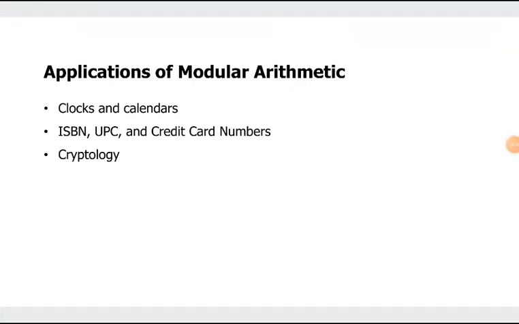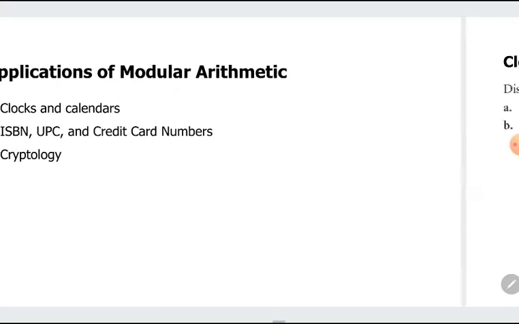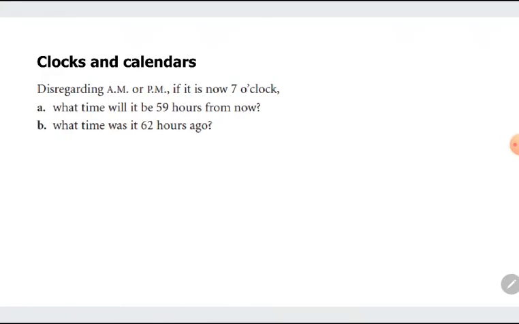Okay, so let's talk about some applications of modular arithmetic. In terms of solving clocks and calendars problems, in terms of verifying ISBN, International Standard Book Number, yung mga numbers that we see in the books that we buy, for example, or in the UPC, here are the numbers that we saw in the barcodes of products in groceries, and credit card numbers, as well as in cryptology. Let's start with using modular arithmetic in solving clocks and calendars problems.